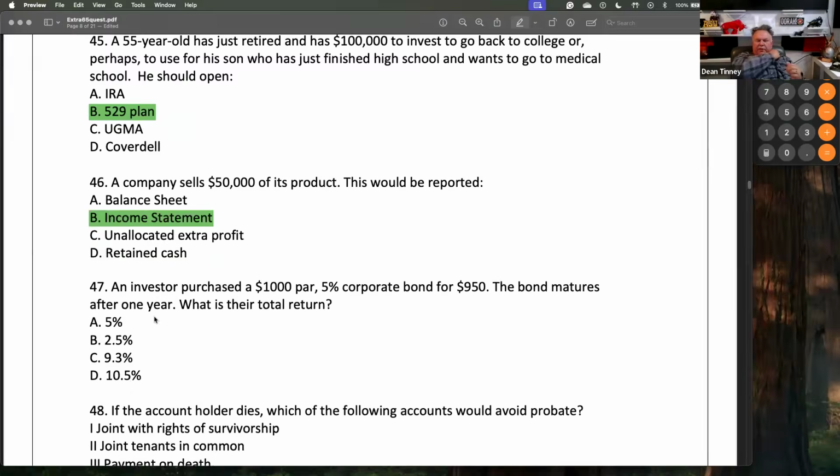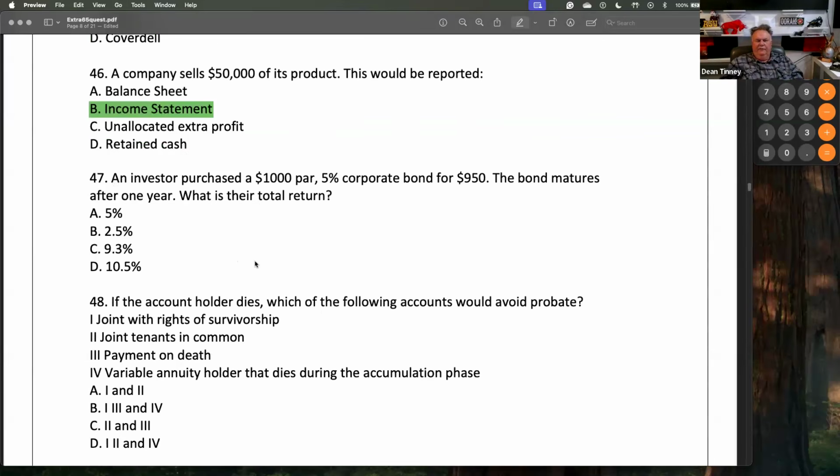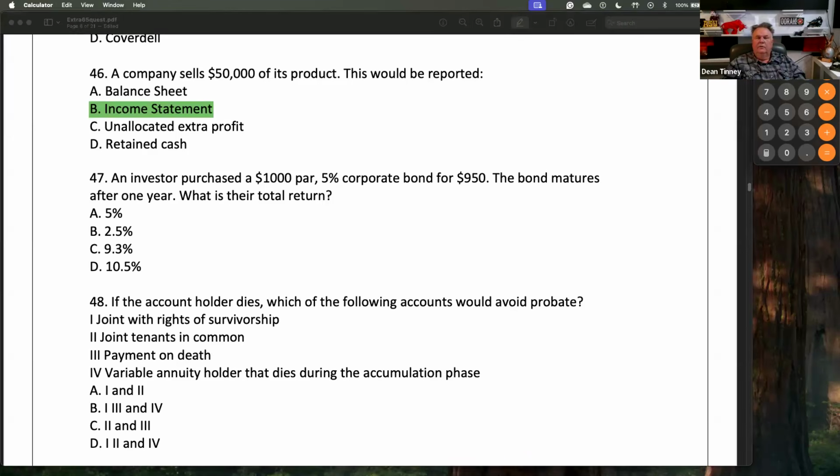An investor purchased a 5% par bond for 950. The bond matures after 1 year. What is the total return? I kind of like that. Okay, well, let's just talk about it because it's testable. It's called a performance measure. The only two ways you're going to make money in an investment are the income stream, $50, and or price appreciation, $50. So what it pays you and then what you get at maturity.